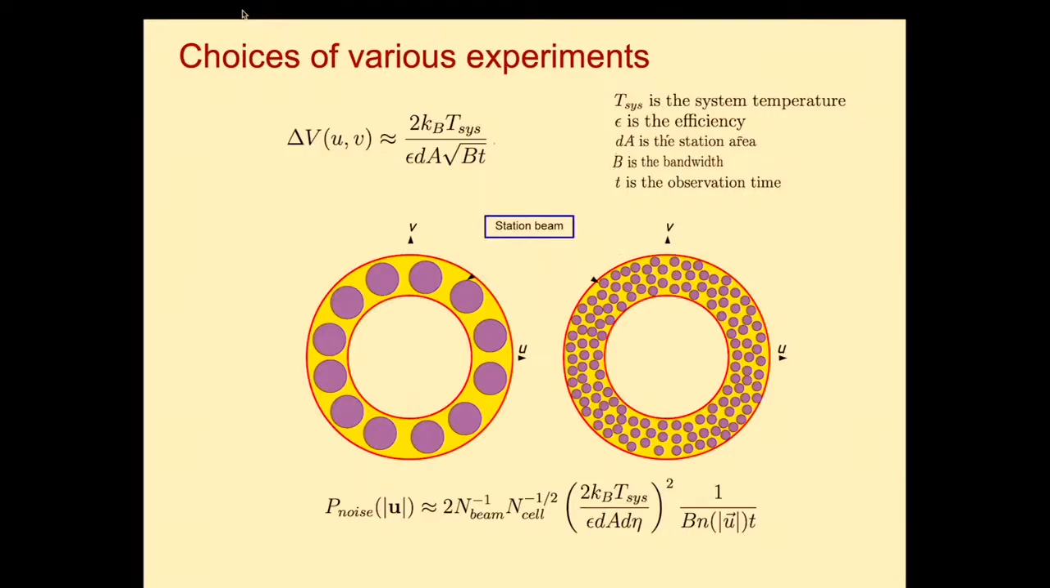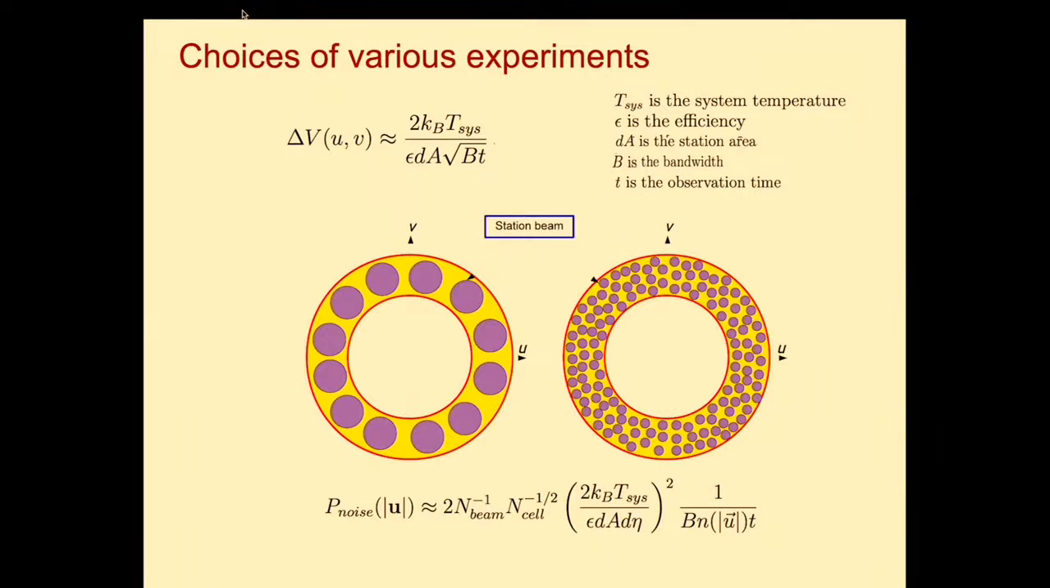Because the sky hides the signal. There are lots of things, point sources and things like that. Then this is the efficiency, that's also the efficiency of your measurement, so that's also the quality of your detector. dA is the area of the station, of the interferometric element. The bigger it is, the more sensitive it is. The smaller it is, the less sensitive it is.